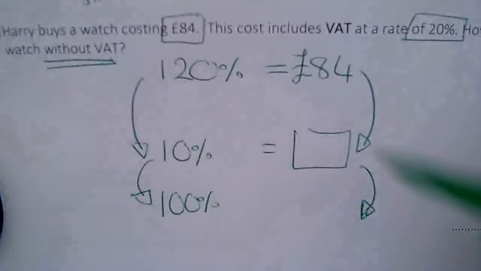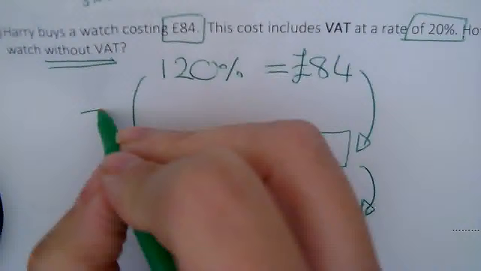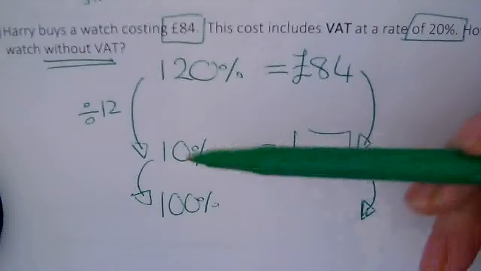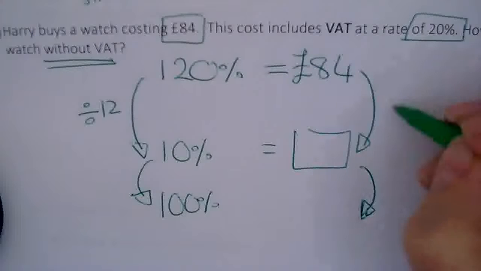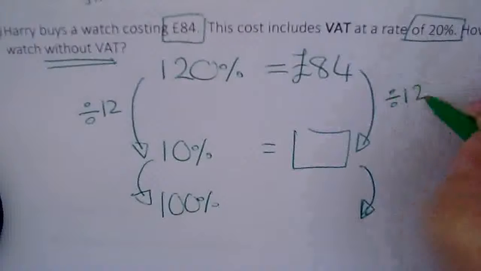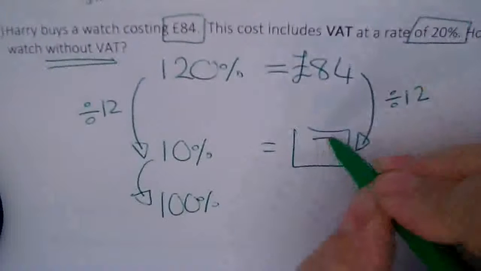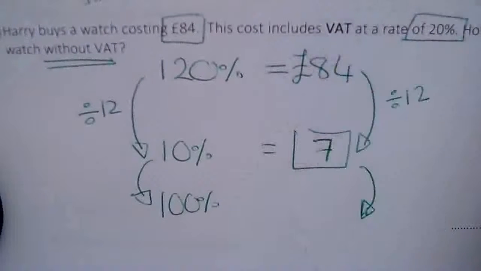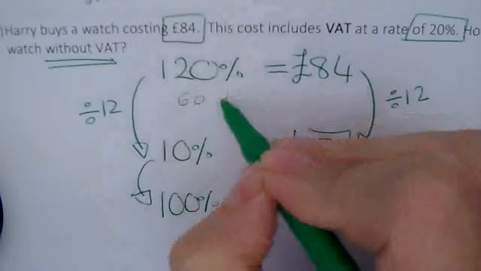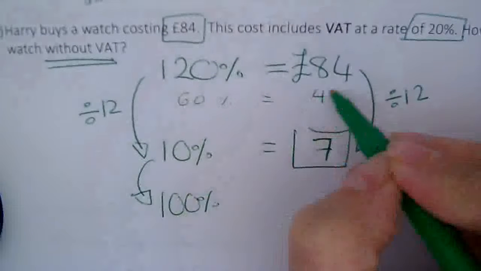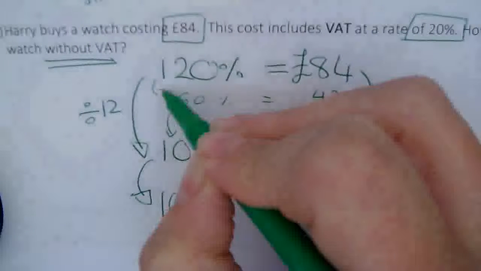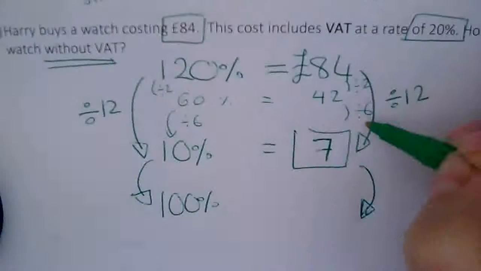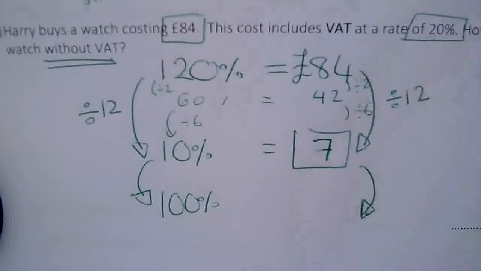So if you know how to get from 120% down to 10 by dividing by 12, because obviously 10 lots of 12 makes 120, so to get down to 10, 120 divided by 12. And if you can deal with the maths on that side, 84 divided by 12, that's going to get you down to 7, because 7 lots of 12 make 84. If you didn't spot it, you could go 60% equals 42 and then divide by 6 there, if that made it any easier. So it's up to you if you want to half it first, because if you half it and then divide by 6, that's still the same as dividing by 12.